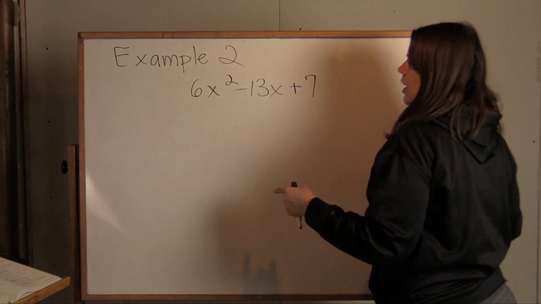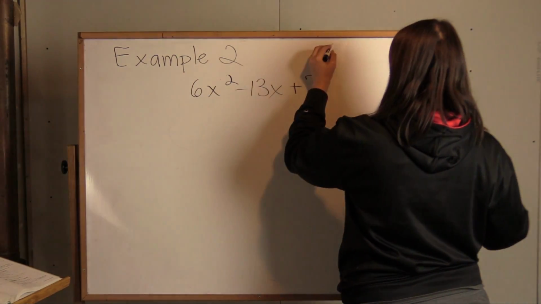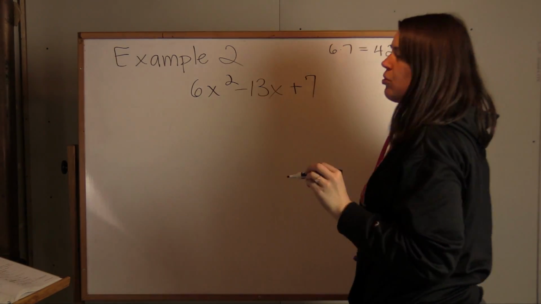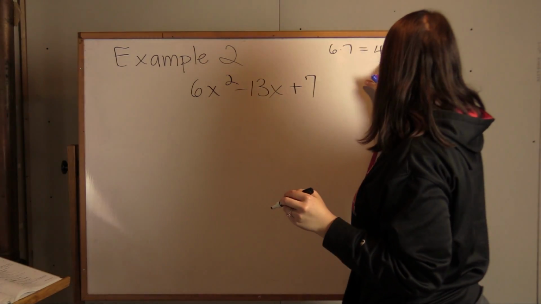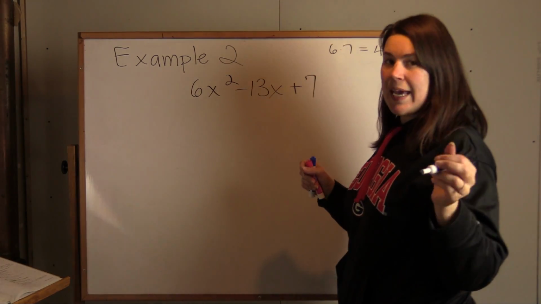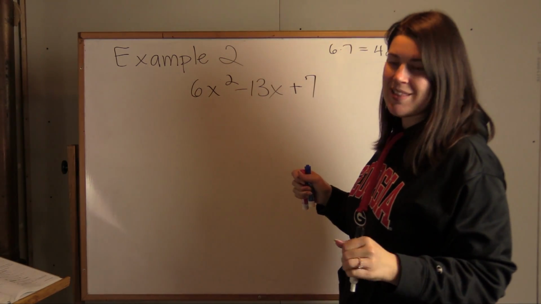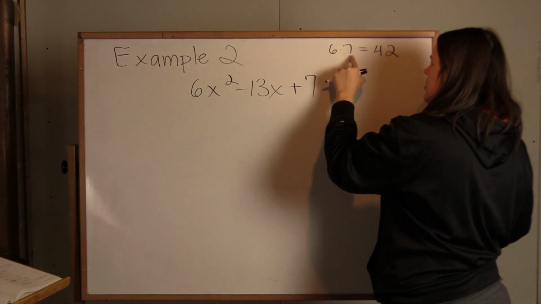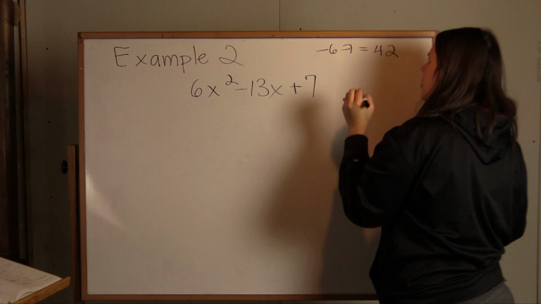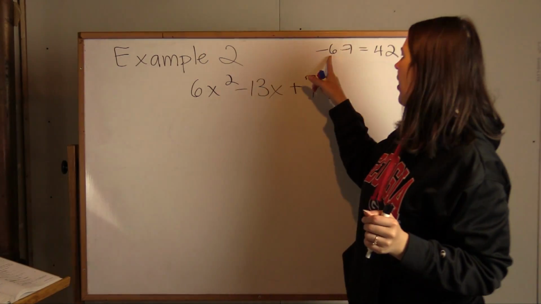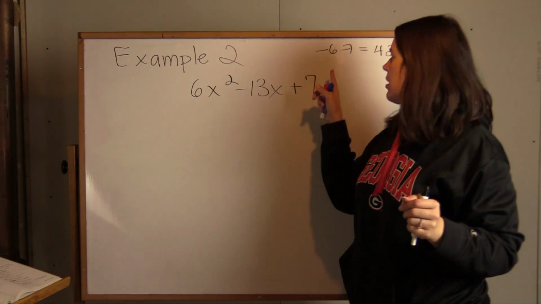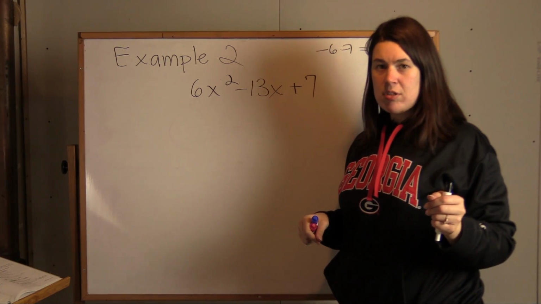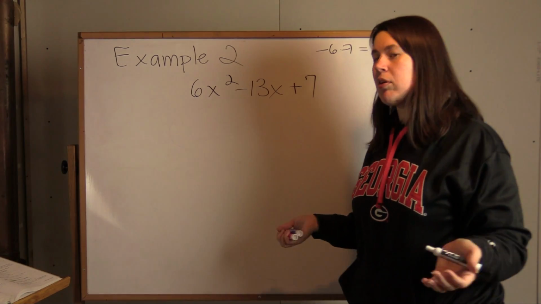So based on our strategy, we take A times C. So 6 times 7 is 42. I need 2 factors of 42, the negative versions of them, that add up to negative 13. Well, I'm going to go ahead and just use 6 and 7 as my first group of factors, and I just happen to notice negative 6 plus negative 7 adds to negative 13. So we already have what we're looking for.